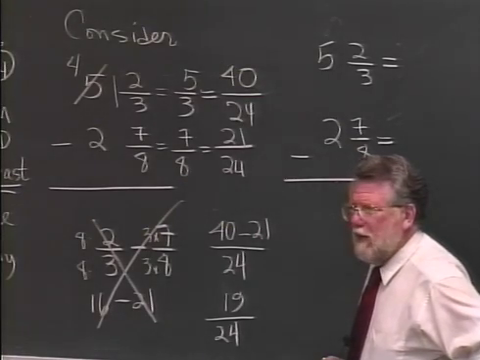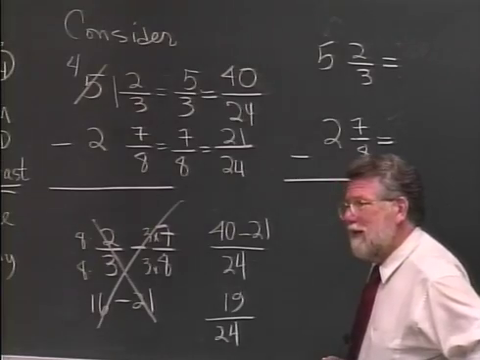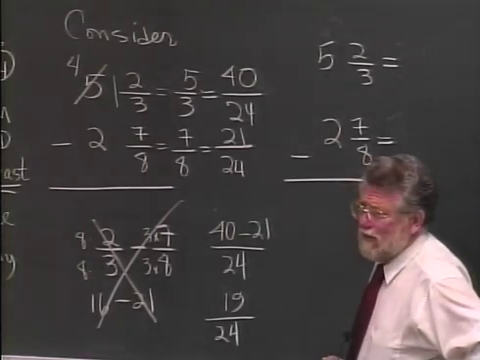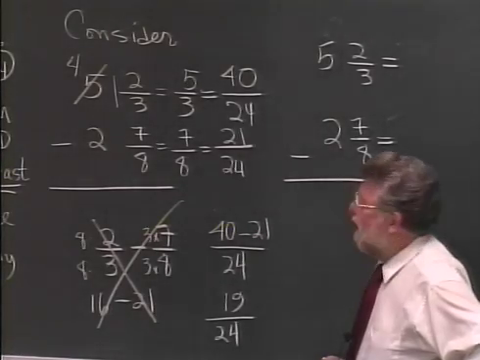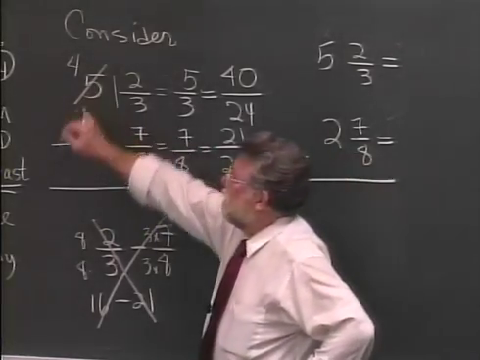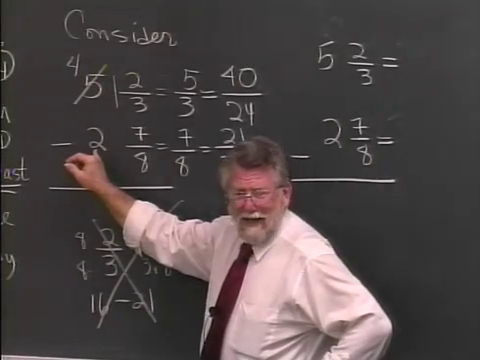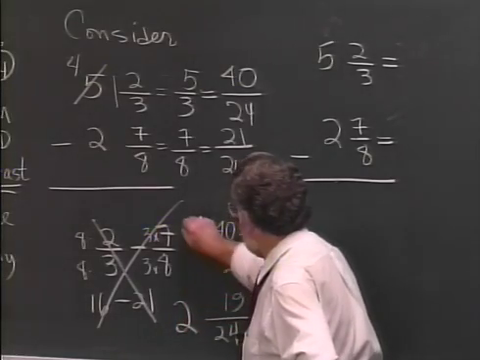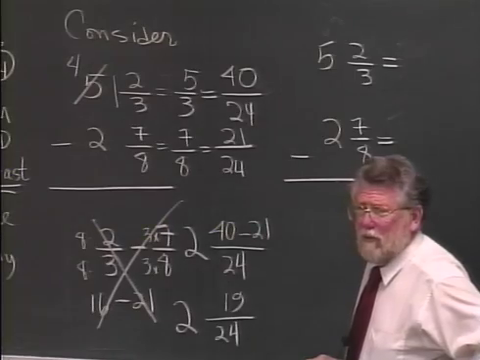I can't make 19 over 24 a mixed number because 19's smaller than 24, but you still should be upset with me. What's a mixed number? Yes, I had a 4 here and a 2 here. Did I ever subtract that 2 from the 4? I didn't. So I should have down here a 2 here and a 2 here. So my answer is 2 and 19/24.